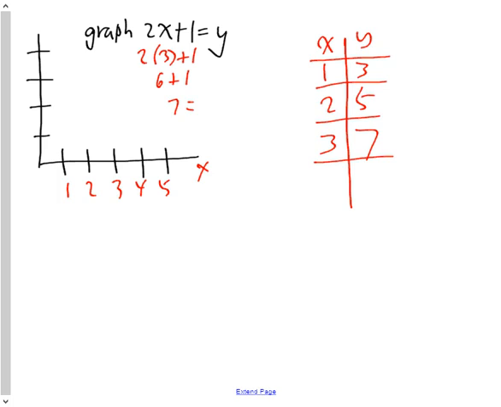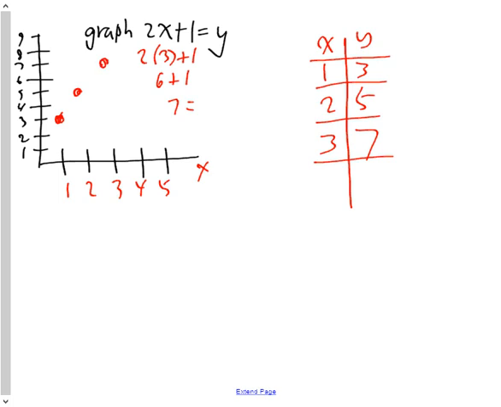So what I'm going to do here is graph these 3 ordered pairs. I'm going to make my spacing a little bit different, and go 1, 2, 3, 4, 5, 6, 7, 8, 9. 1, 3 is right here. 2, 5 is right here. And 3, 7 is right here.